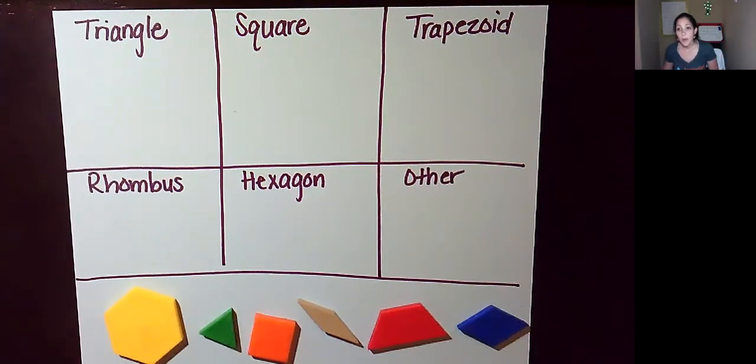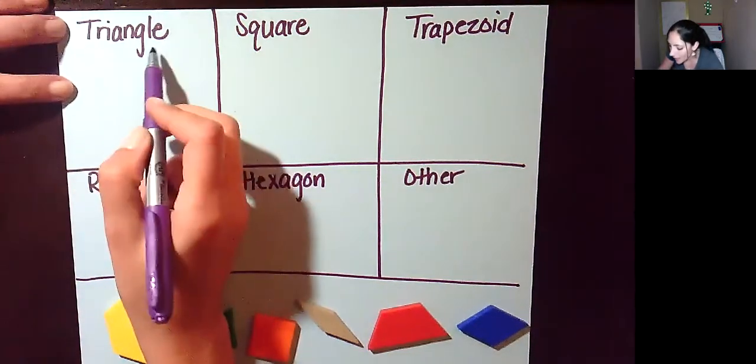Okay, friends, go ahead and pause if you'd like a little bit more time. Now I'm going to go ahead and dissect these words a little bit, and we're going to sort them and talk about their defining characteristics. So let's start with triangle.